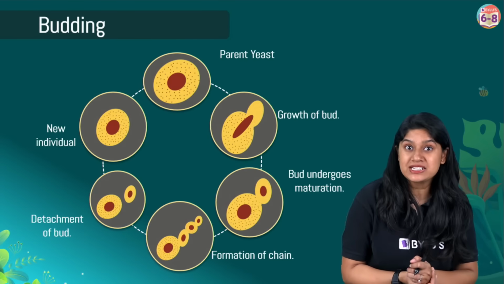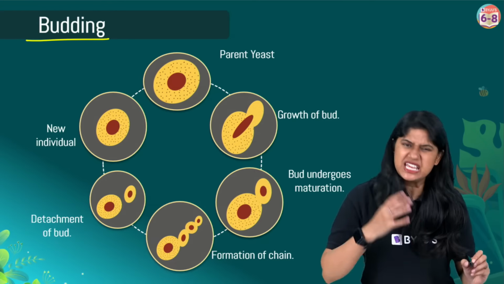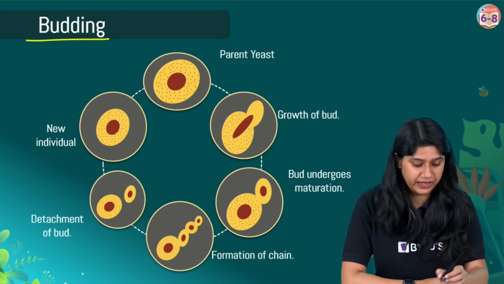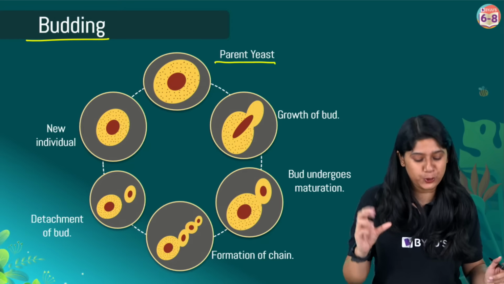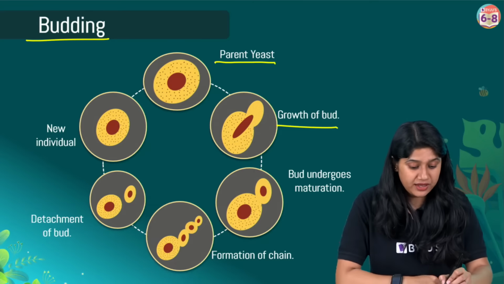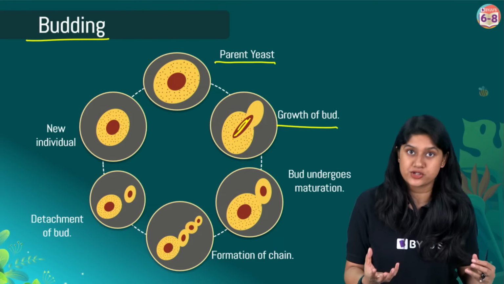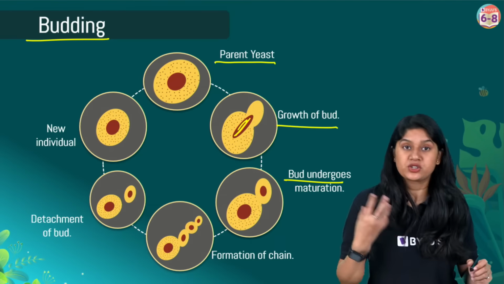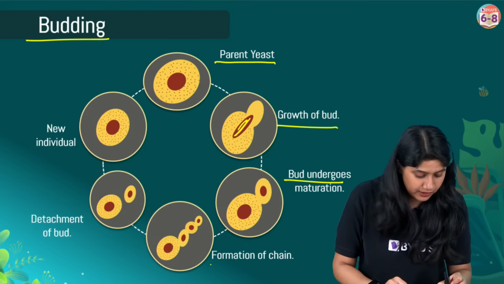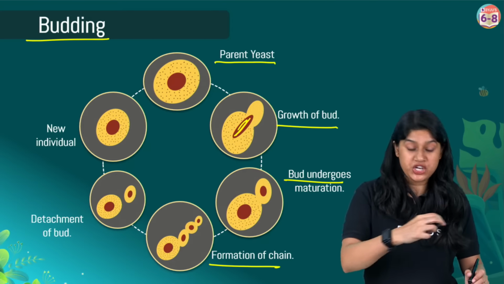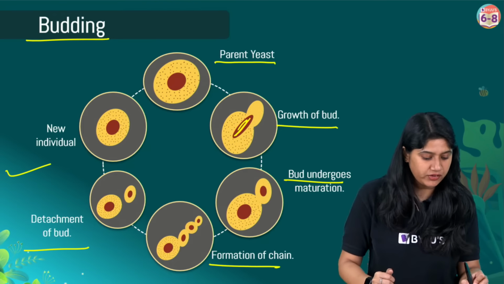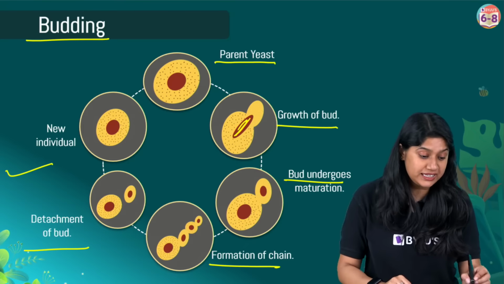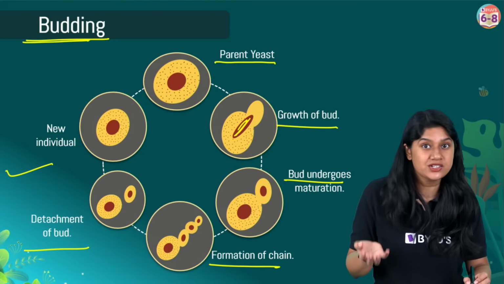Now, after fragmentation, let's quickly discuss budding. Budding we see in yeast. Budding is a very easy process, and what happens there? We have the parent yeast. Slowly, we'll see the formation of a bud over here. Growth of the bud is happening. Now, we can see nuclear division happening over here. The bud will undergo maturation, and upon its maturation we'll see the formation of a chain also, and eventually we'll see the detachment of the bud, and we have a new individual. So this is how budding occurs in yeast, and that's how yeast reproduce.